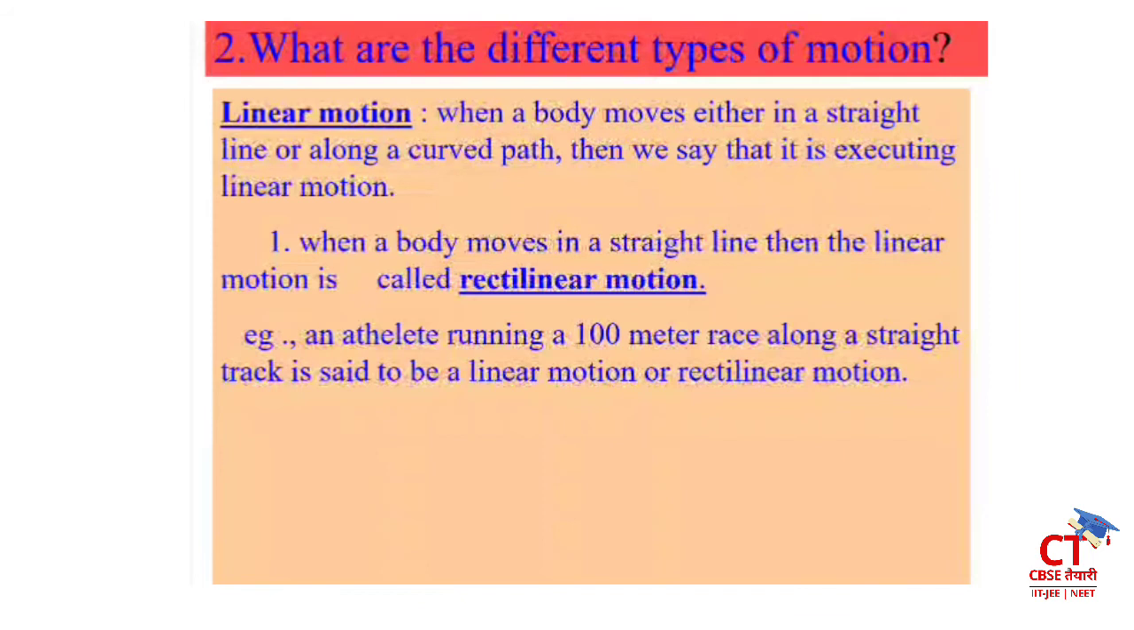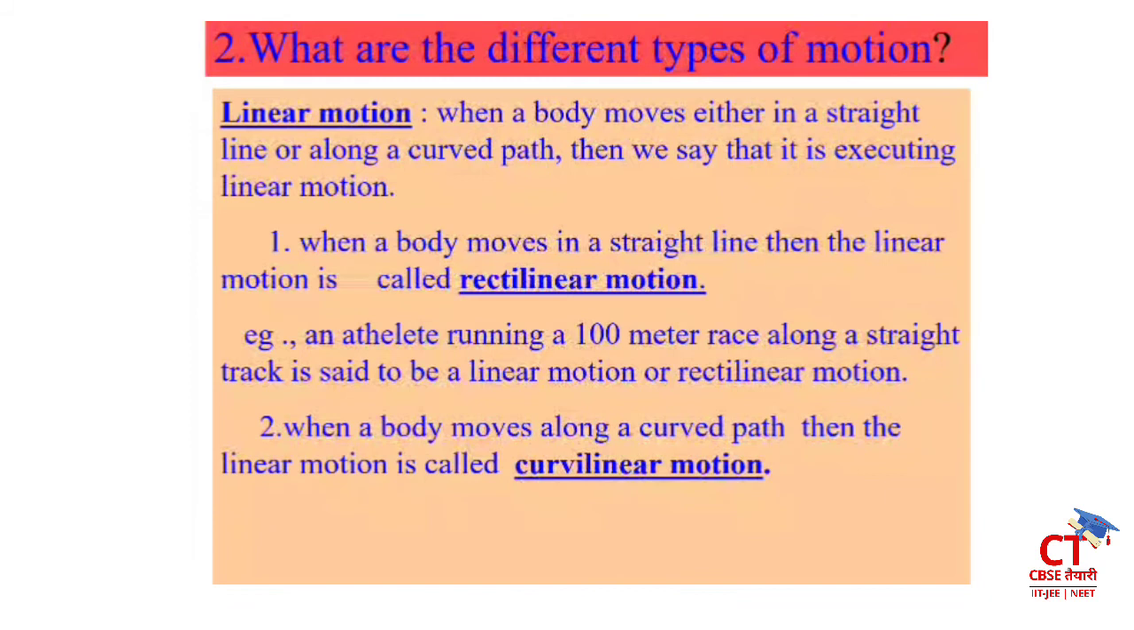So for example, an athlete running a 100-meter race along a straight track is said to be in linear motion or rectilinear motion, right? Then the second, when a body moves along a curved path, then the linear motion is called curvilinear motion. So a planet revolving around its parent star is an example of that, right?